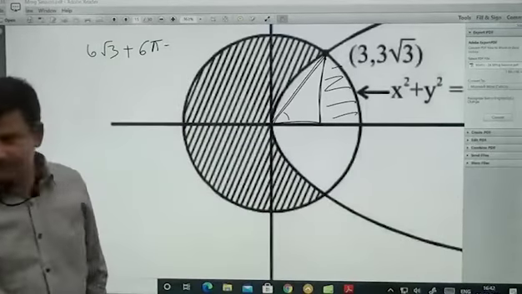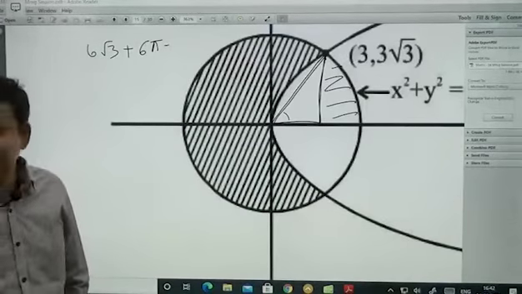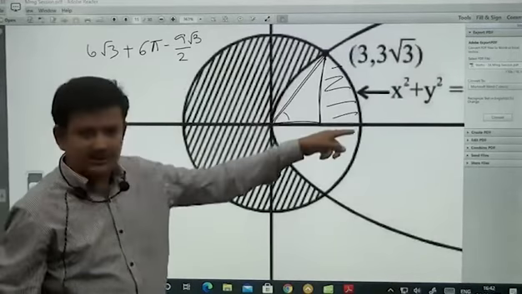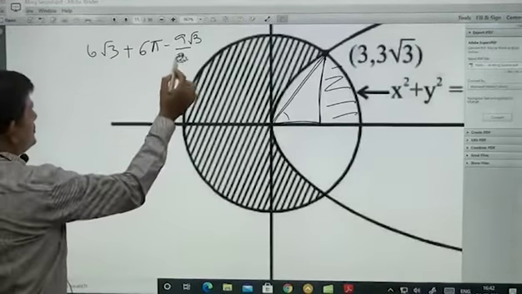Width is 3. Height is 3 root 3. Half into 3 into 3 root 3. Okay. This is your upper part. Lower part will be 2 times of this. So this will be 12. This whole thing you have to remove from the bigger circle. 36 pi minus this. That will be your answer.